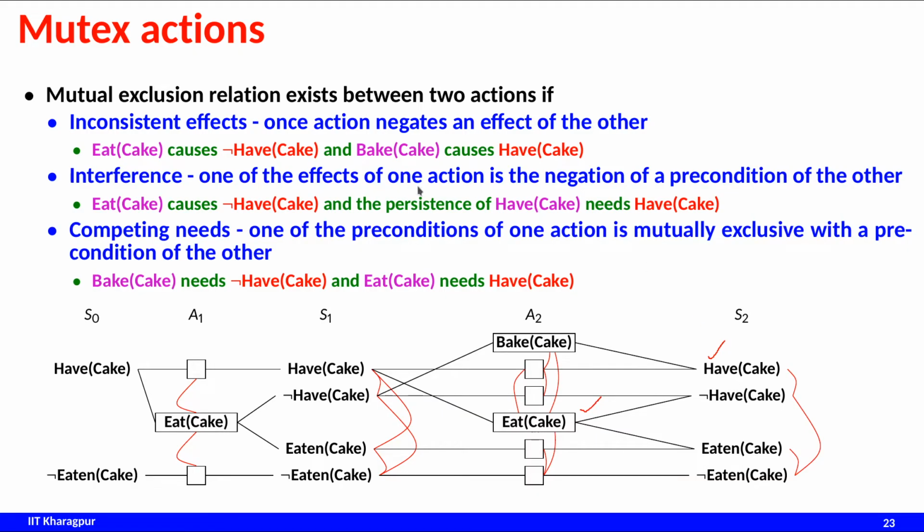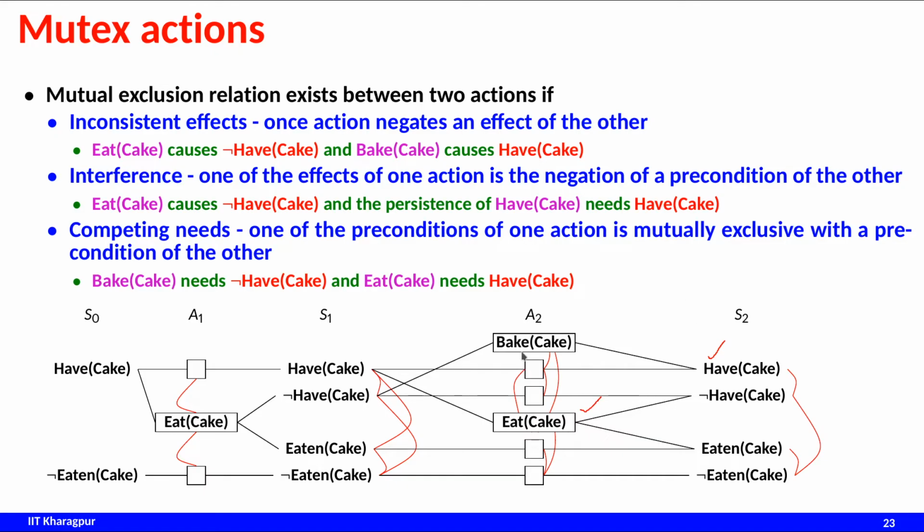So one of the effects of one action is the negation of the precondition of the other, which actually holds here. Therefore eat cake and have cake are mutually exclusive. And also there are sometimes competing needs, where one of the preconditions of one action is mutually exclusive with the precondition of the other.